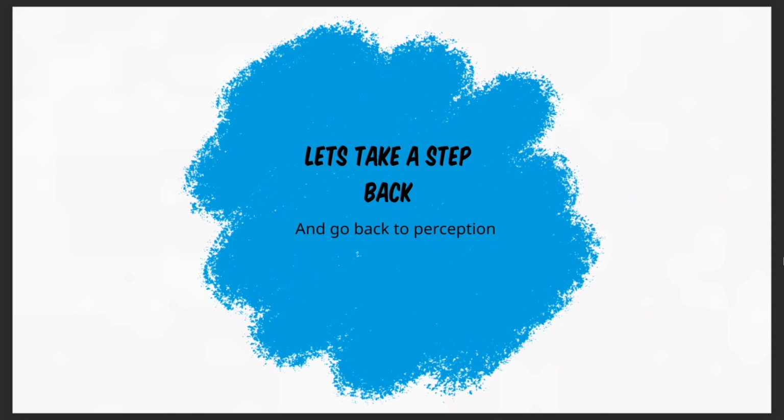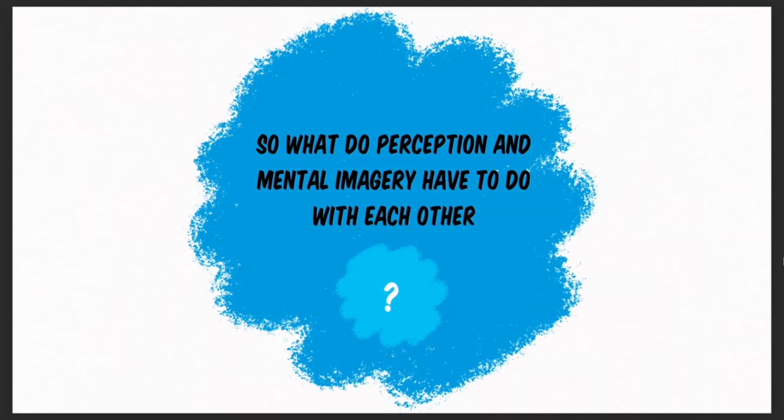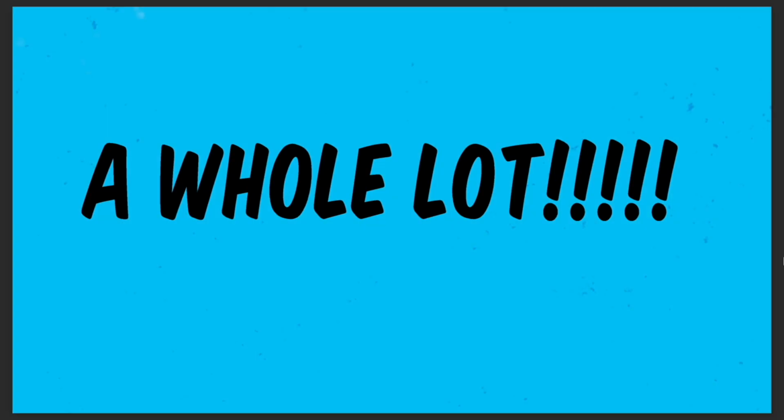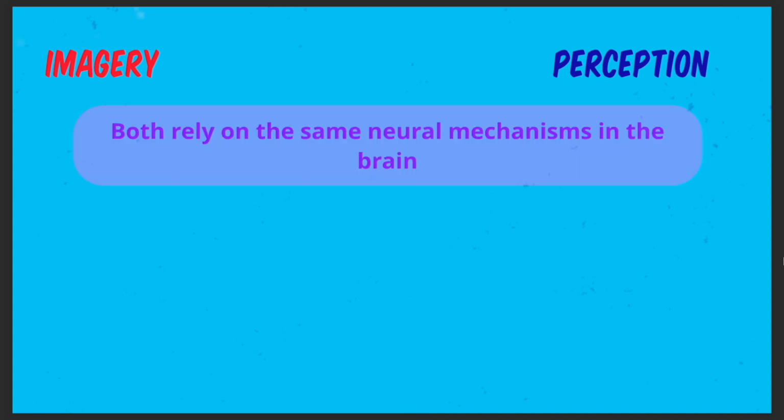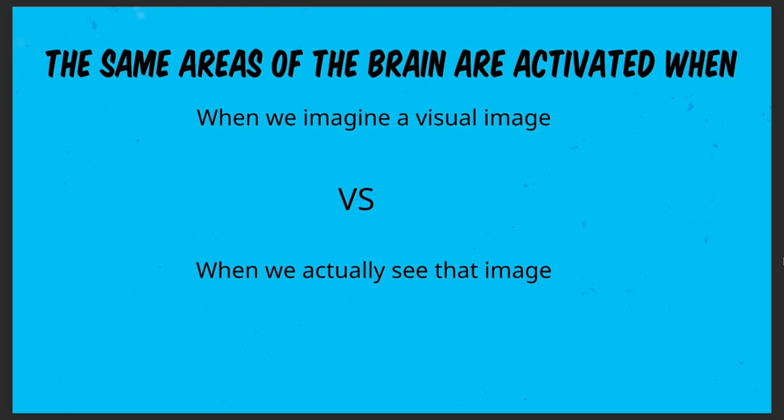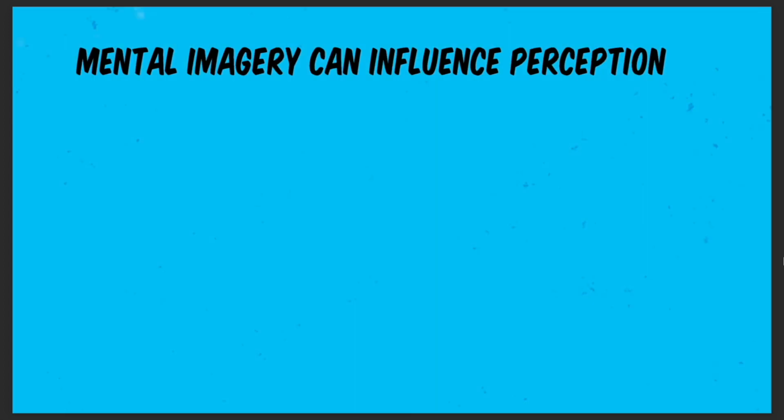So which is it? First, let's take a step back and go back to perception. So what do perception and mental imagery have to do with each other? A whole lot. Some similarities between imagery and perception are that they both rely on the same neural mechanisms in the brain, such as the visual system. The same areas of the brain are activated when we imagine a visual image versus when we actually see that image. Mental imagery can influence perception.